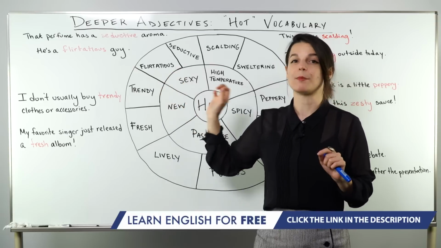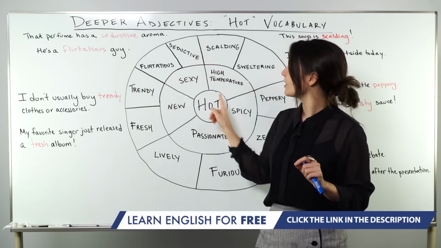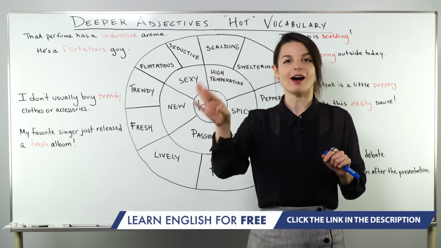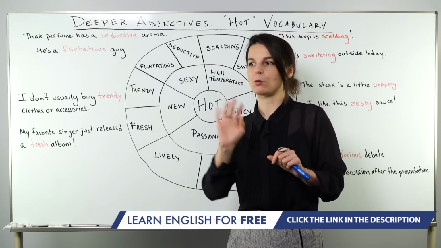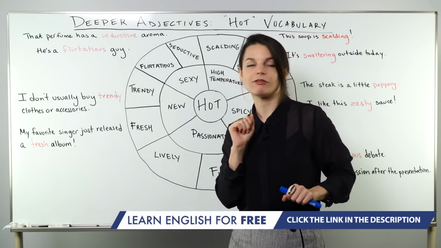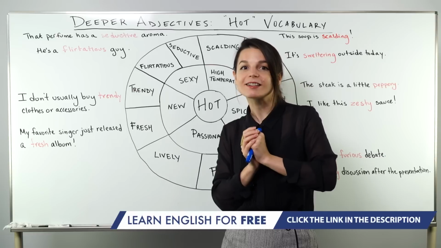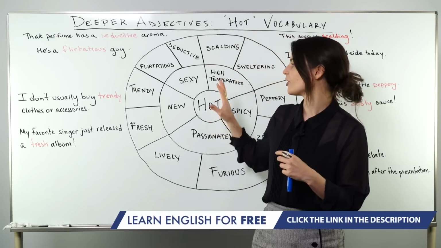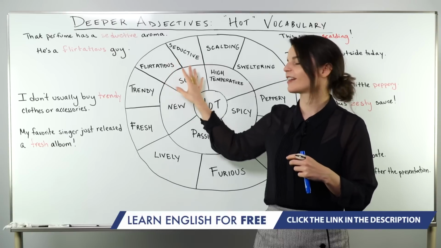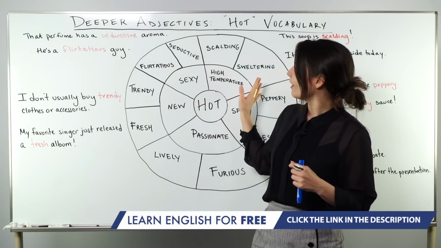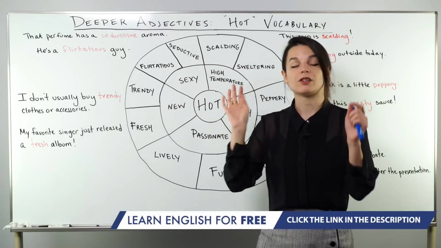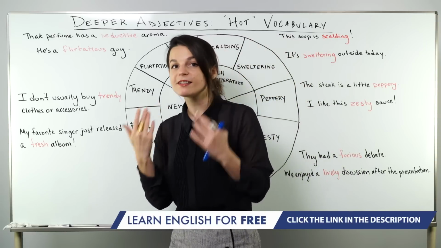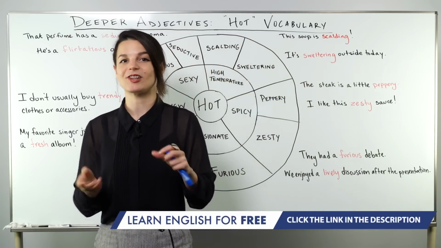Flirtatious we use to talk about people. So instead of just saying like, oh, wow, he's a hot guy or she's a hot girl, you could say like, wow, he has a very seductive feeling about him or she's very seductive. So that's a more specific vocabulary word to use than just hot or maybe sexy as well. So these are a few vocabulary words that you can consider to more specifically describe the adjective hot.